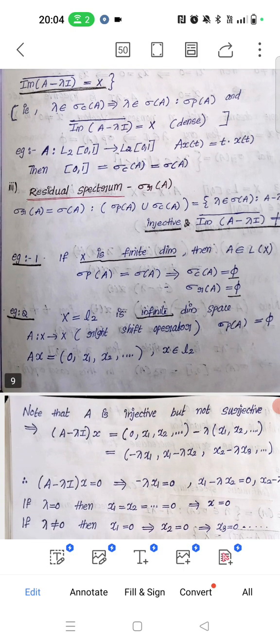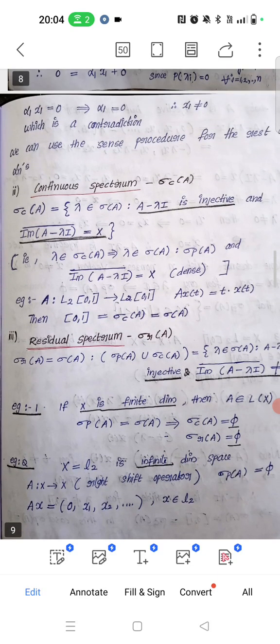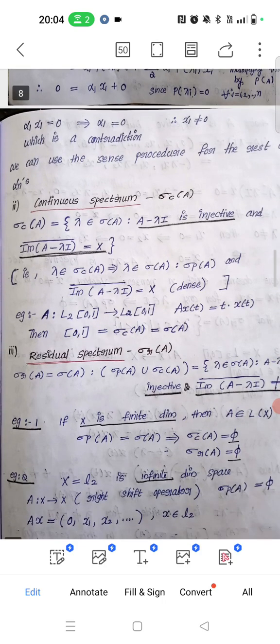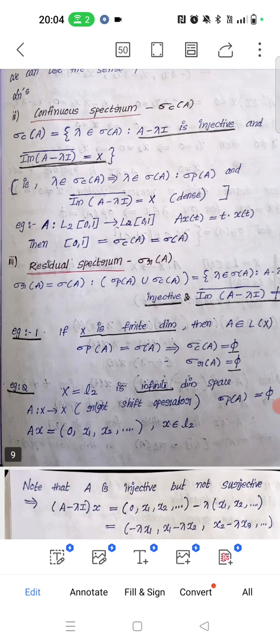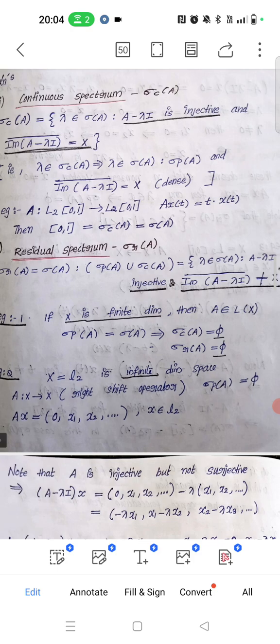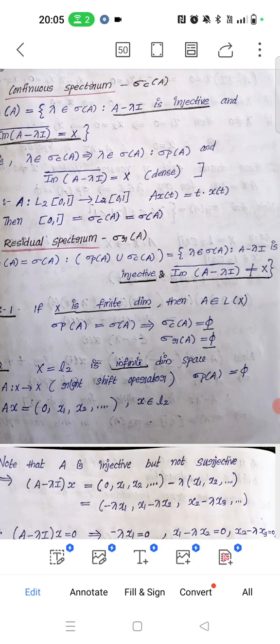The next one is the residue spectrum. Note that continuous spectrum and the point spectrum are disjoint. That means sigma c of A intersection sigma p of A should be empty. And in case of residue spectrum we consider A minus lambda is injective and the closure not equal to X. That means the closure is a proper subset of X, or proper subspace of X. So image A minus lambda I closure is a proper subspace of X.